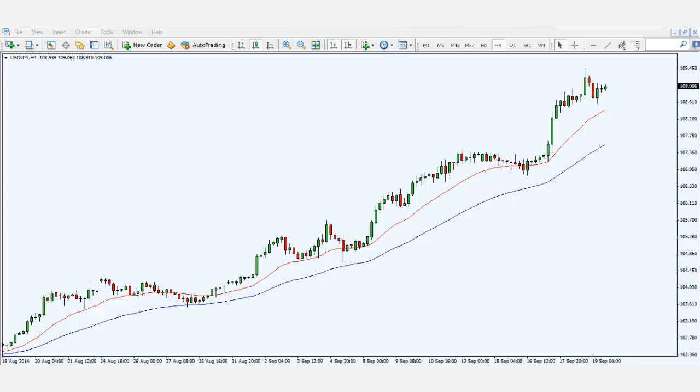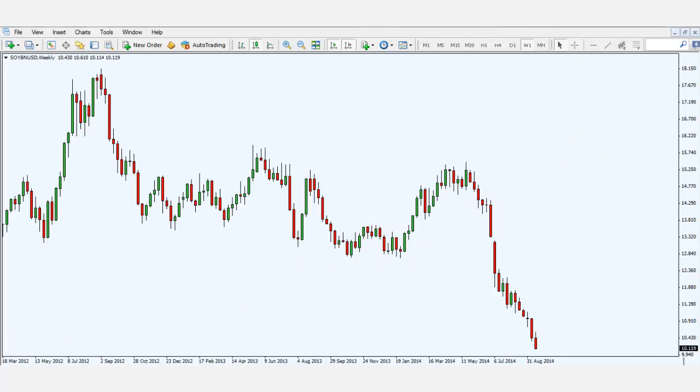The last pair that I would like to analyze, not really a pair but a product, is none other than soybeans. Because soybeans, again, commodities have actually slumped pretty badly in recent months due to the strengthening of the dollar. So you can see that price on soybeans took out this key support level over here and just bashed through down in recent times.